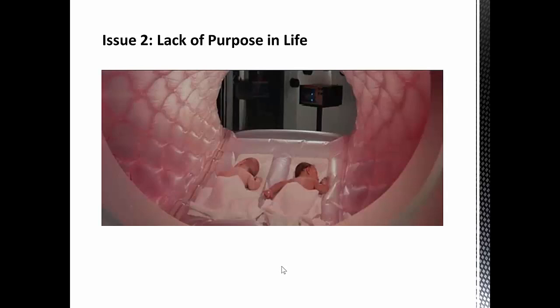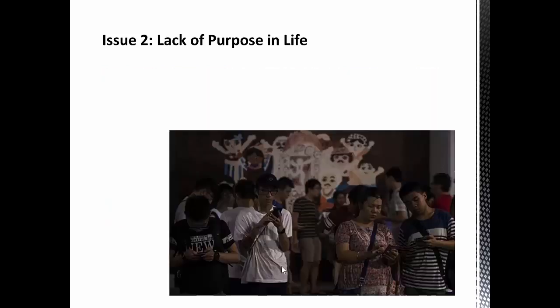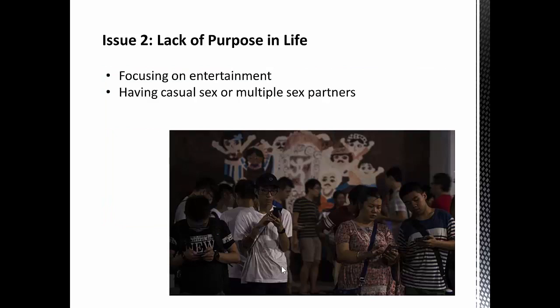The citizens do not have a concept of family. Babies were bred in machines. They do not know their parents. Later, when Logan met the old man outside the city, he was surprised to hear the words father, mother, husband, and wife. The above can be summarized as focusing on entertainment, having casual sex or multiple sex partners, without a family concept.